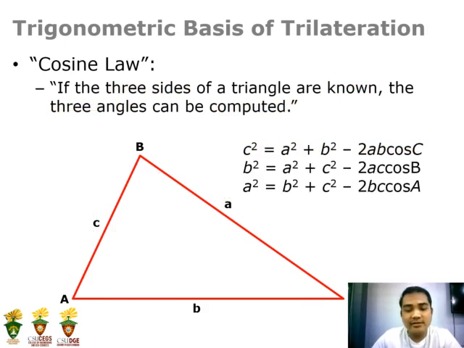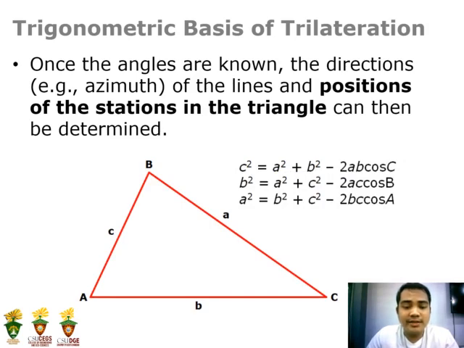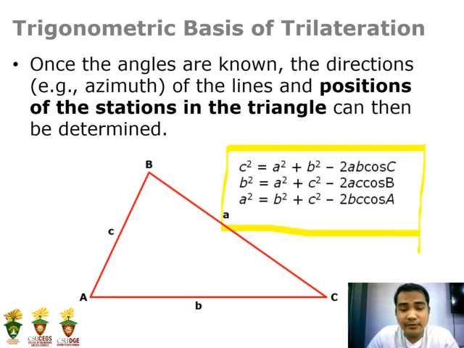And for the other sides, if we want to get angle B, we use the second formula: B squared is equal to A squared plus C squared minus 2AC cosine B. And if we want to get angle A, we use this formula: A squared is equal to B squared plus C squared minus 2BC cosine A. Alright, so once the angles are known using these cosine law equations, then the directions, for example the azimuth of the lines, and the position of the station in the triangle can also be determined.